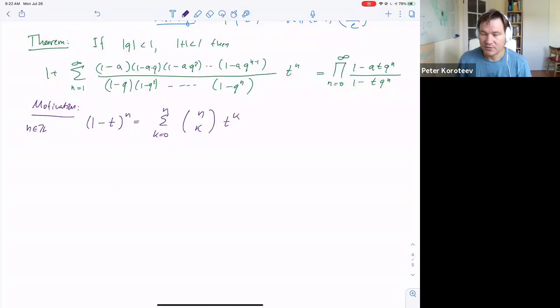Now, what if n is not an integer? So what if n is not an integer? How will this formula change?